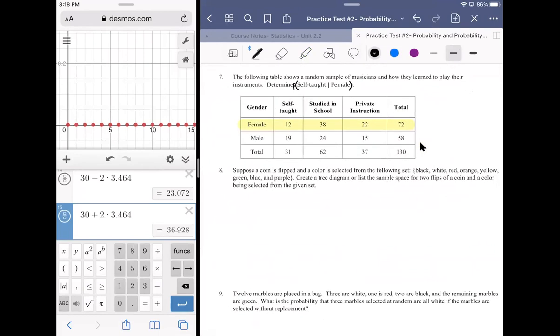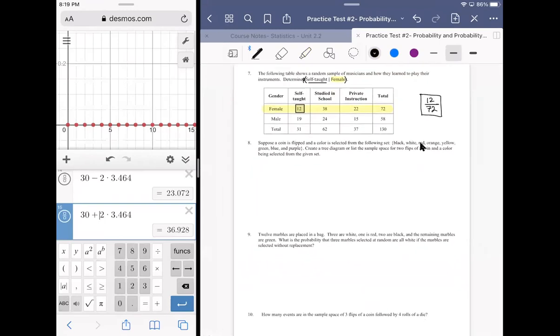So what I'm looking for out of only the females, because that's the given, is the probability that an individual is self-taught. So there are 12 self-taught individuals, and there are 72 females overall, and so that's our probability. Conditional probability should be a nice, easy problem to work on. When it comes to taking the test, it should be a quick hitter.